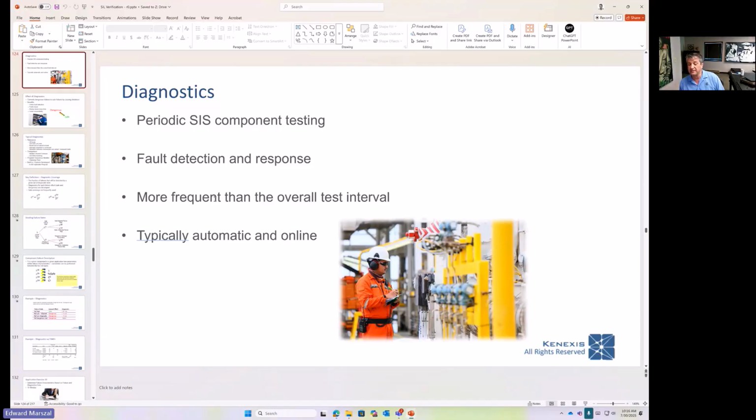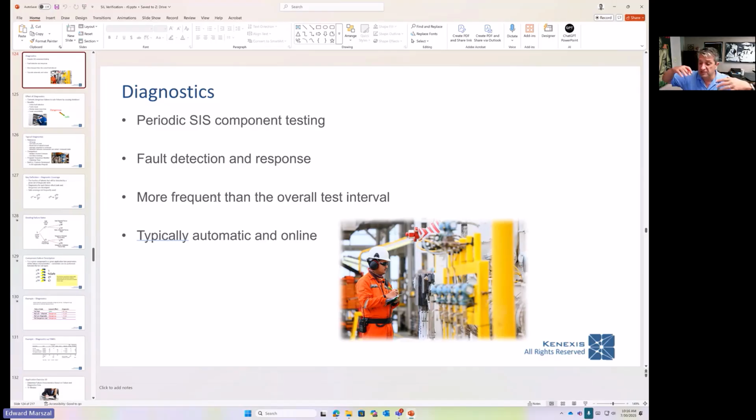I highly recommend ISA. As a matter of fact, I'm teaching EC50 again, the virtual course starting on Monday. I highly recommend that as a vendor-neutral generic source of information on SIL verification calculations. But we have additional information in KISS that is more specifically geared to people who are using our software.